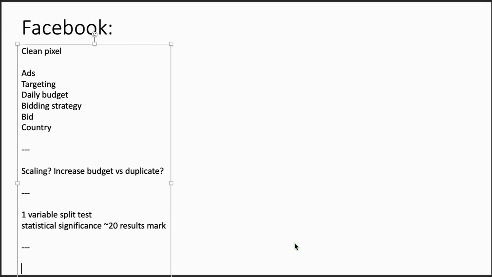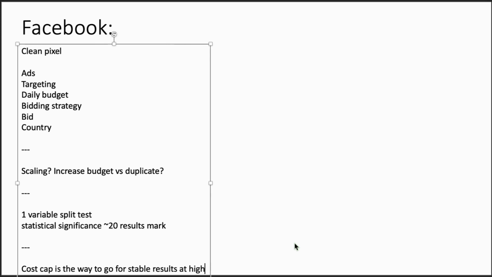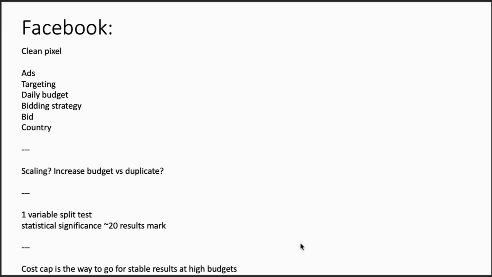Whereas what the cost cap would do is, as long as Facebook notices that in that day there aren't potential buyers for that particular product, based on what it's learned from the pixel, and that's why training the pixel is fundamental, it won't spend the budget. Now, at low budget, this is not important, but it's extremely important at high budgets, right? So the cost cap is the way to go for stable results at high budgets. I guess this is one of the most important things when it comes to scaling.